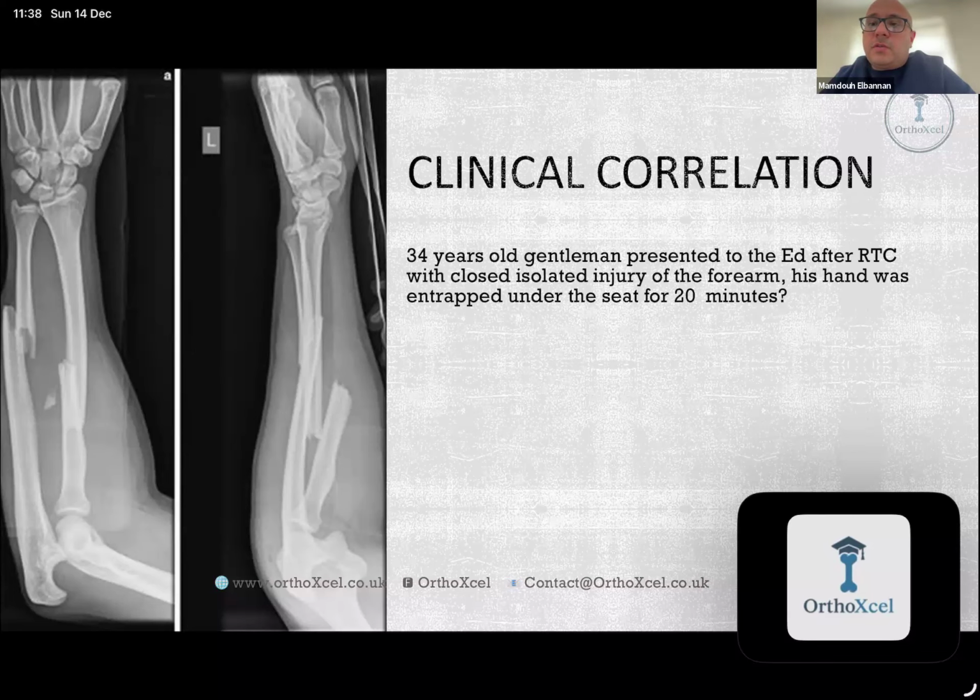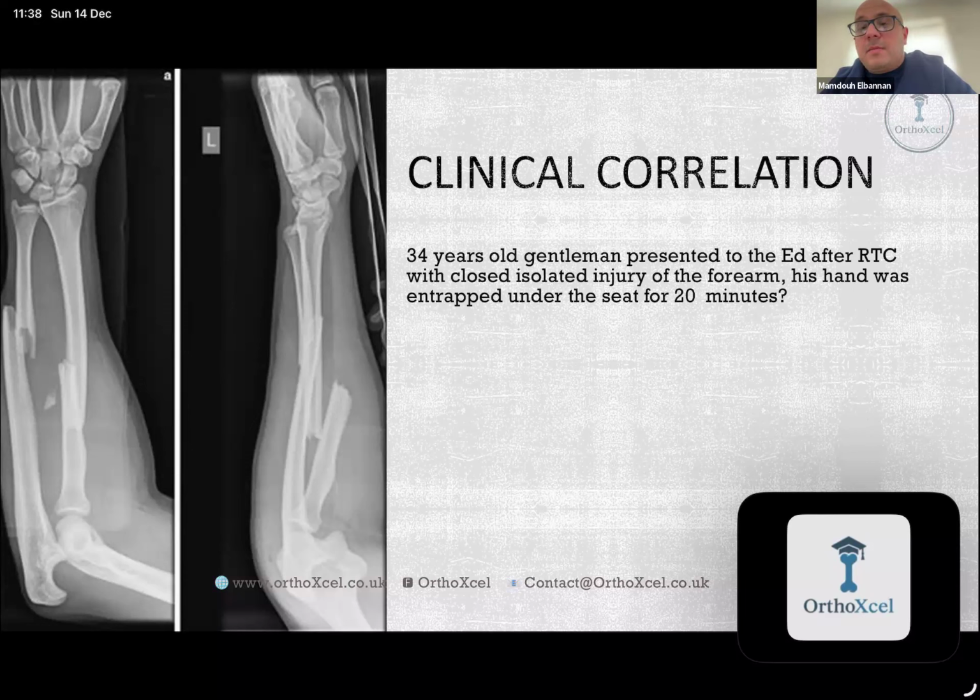So this is the X-rays. From what I see here, this is an AP and a lateral X-ray for the forearm showing comminuted fracture of both bones of the forearm, associated with a dislocated elbow. This is a high energy trauma. My concern at this point is that this patient may be in compartment syndrome.